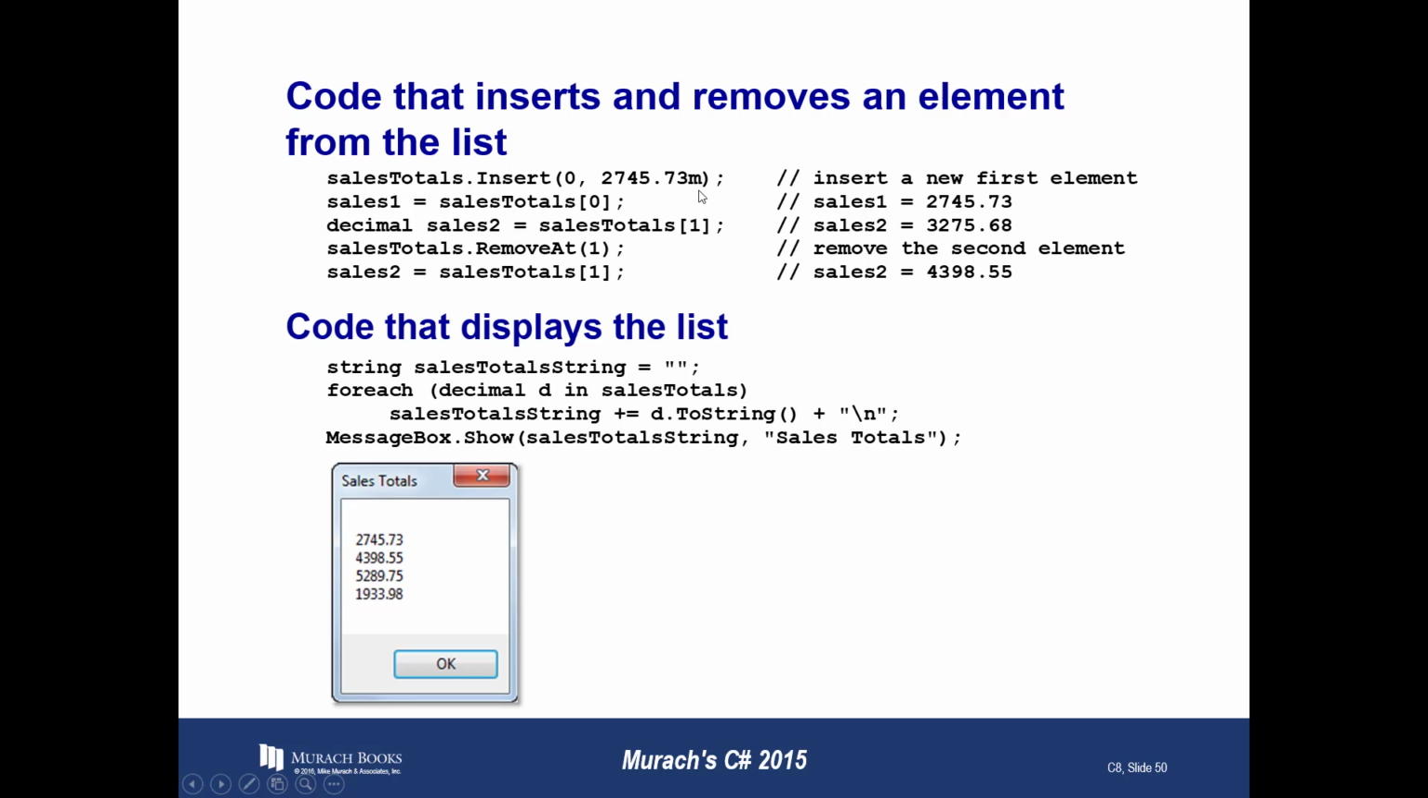So they're assuming that sales 1, 2, etc. have these values. Then they give you code. And again, since you are not changing the values, we can use a foreach. So notice sales totals is the name of our list. And for each decimal d, those are the values. It's just going to print out the values that are in there: 27, 45.73, 32, etc.